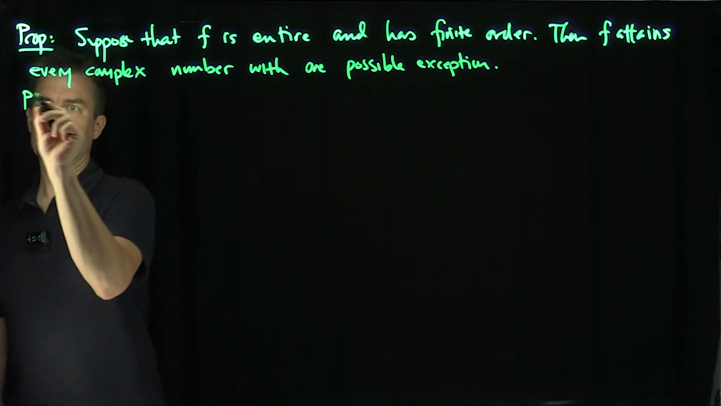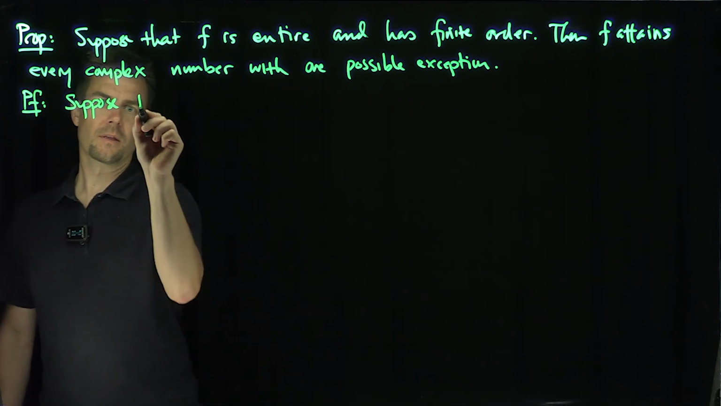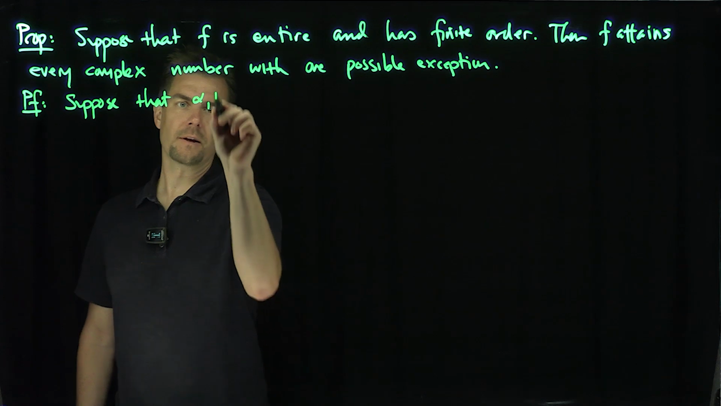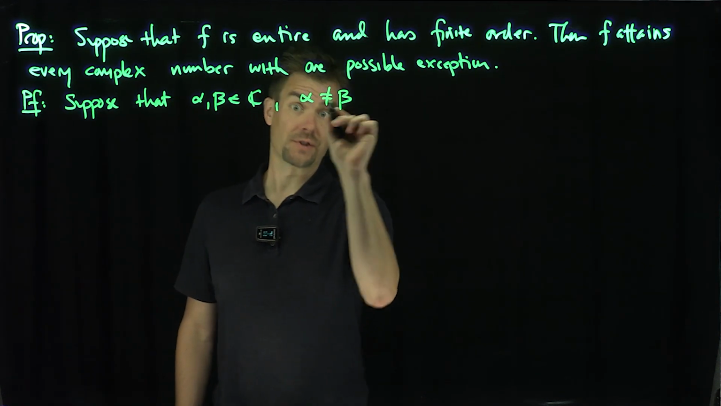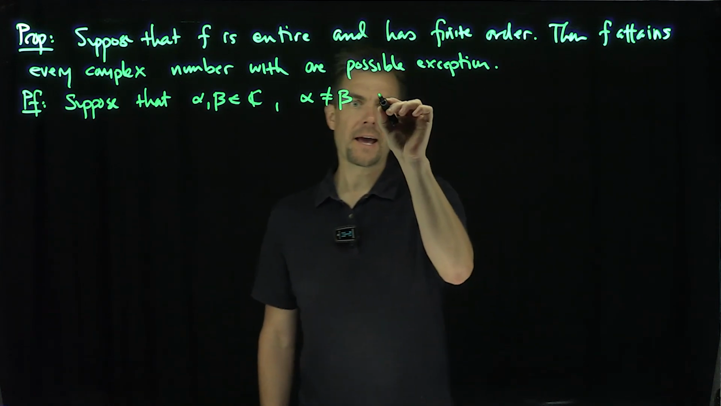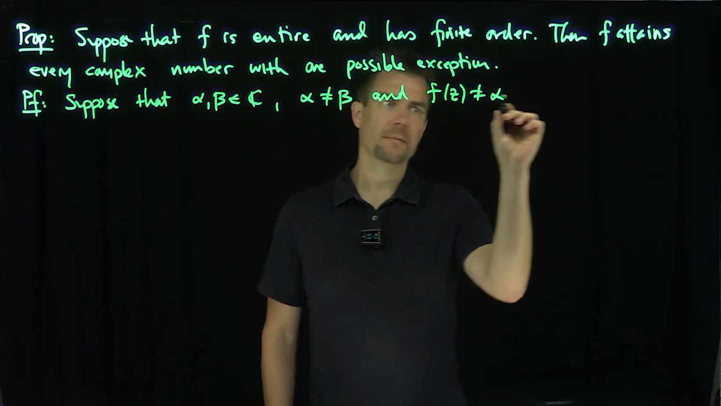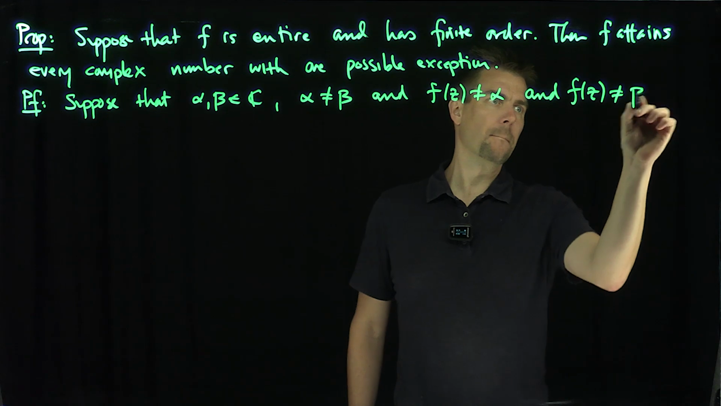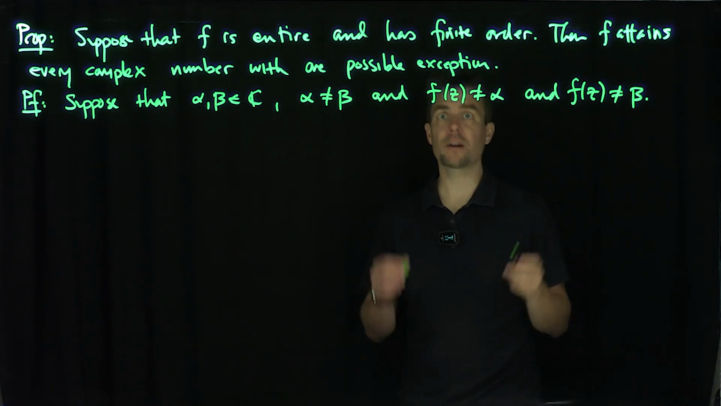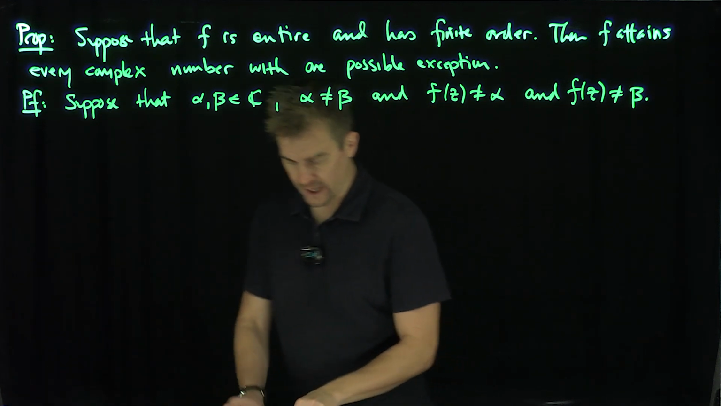So here's the proof of this fact. Proof. Suppose that alpha and beta are in C, alpha not equal to beta, so they're two distinct complex numbers, and f of z is never equal to alpha, and f of z is never equal to beta. In other words, this function f is entire, of finite order, and misses both alpha and beta, two distinct numbers. Okay, so then what happens?